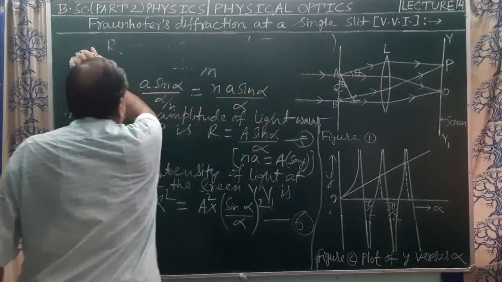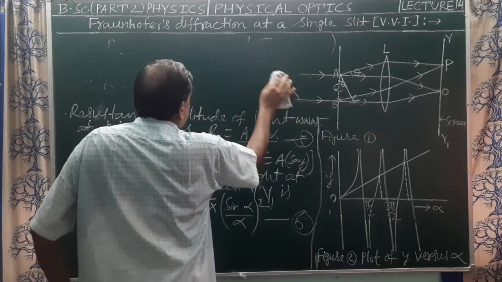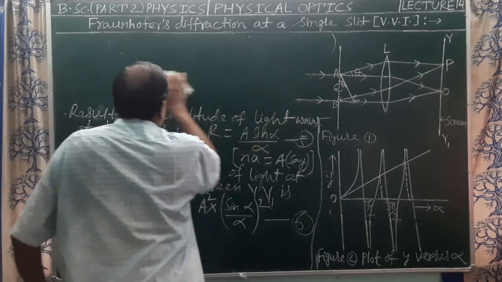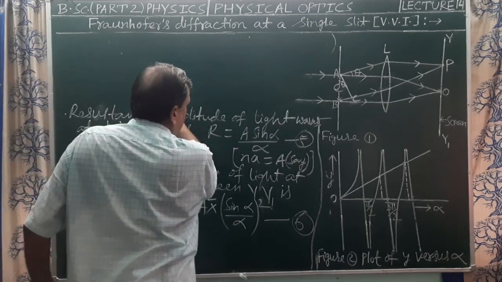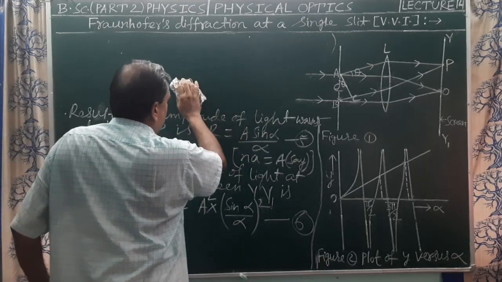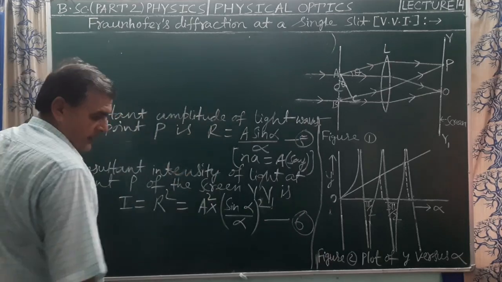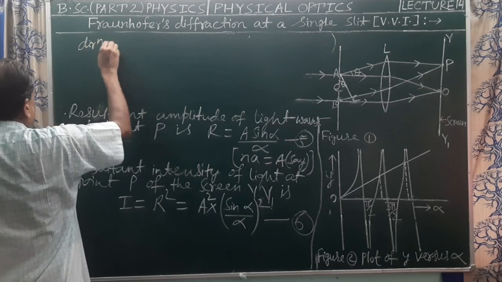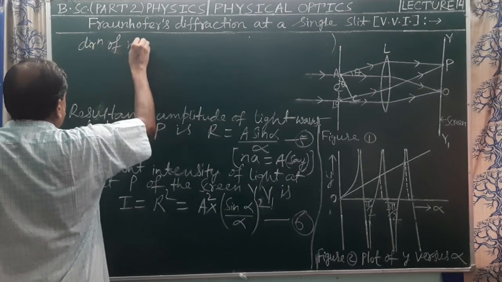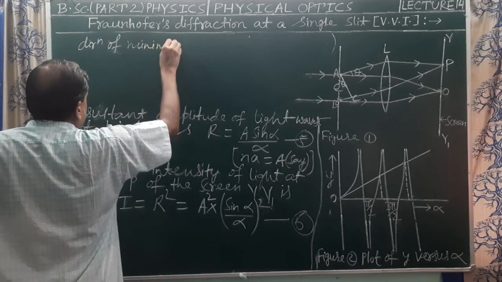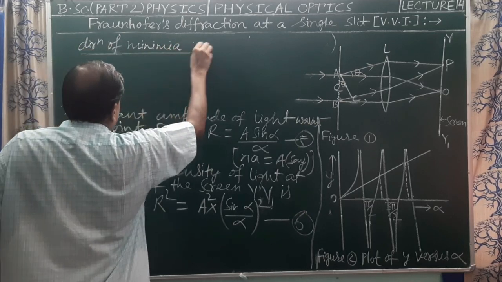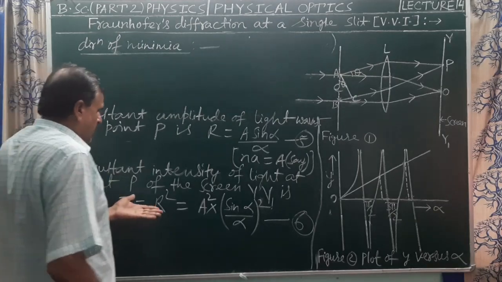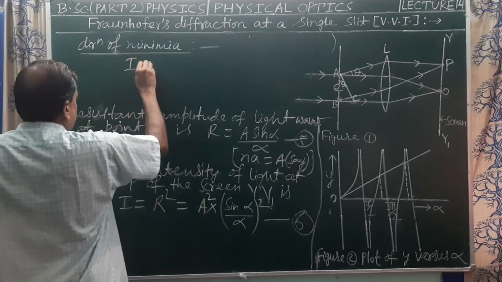So write down directions and conditions of maxima and minima. So first of all, direction of minima. For direction of minima, intensity of light should be 0, and I is equal to 0 when intensity of light will be 0.